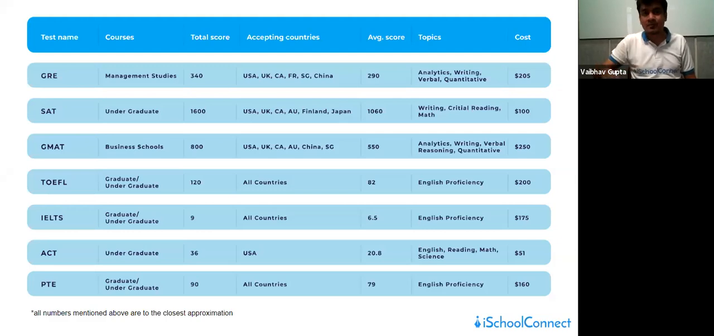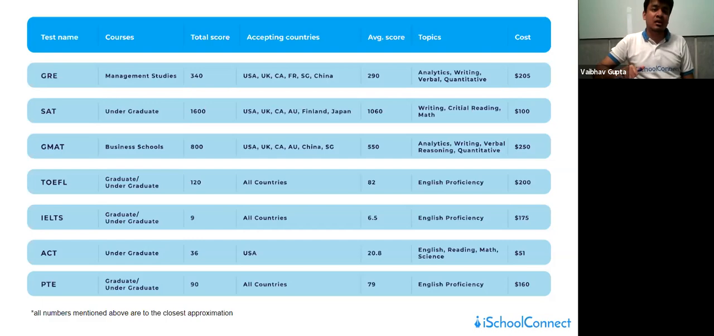Guys, this is important. Another exam is the SAT. SATs are for all the students who are interested in studying undergraduate, who want to do their bachelor's. This is the exam you want to give. 1600 is the total score of the exam. Indians typically score on average upwards of 1400 out of 1600. 1400 is a good score when it comes to SATs. The SAT costs about $100.